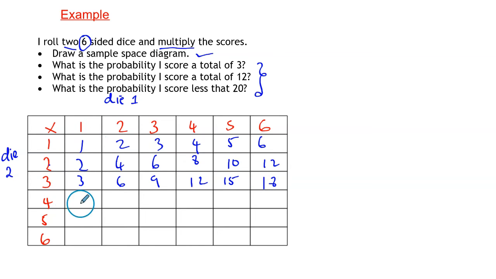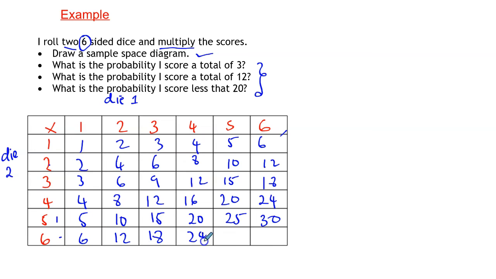Now continuing with 4. 1 times 4 is 4. 2 times 4, 8. It's the 4 times table, so might as well just keep going: 12, 16, 20, and 24. Now 5. 1 times 5 is 5. 2 times 5 is 10. 3 times 5 is 15. So that's going to be 20, 25. 6 times 5 is 30. Start again, 1 times 6 is 6. 2 times 6 is 12. So the 6 times table: 18, 24, 30, and 36.